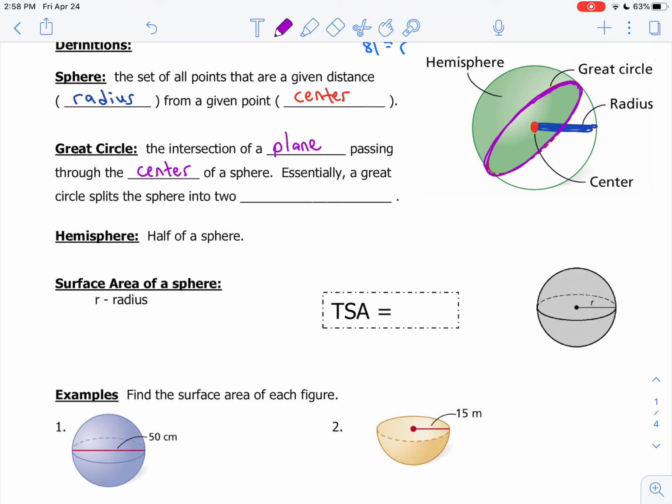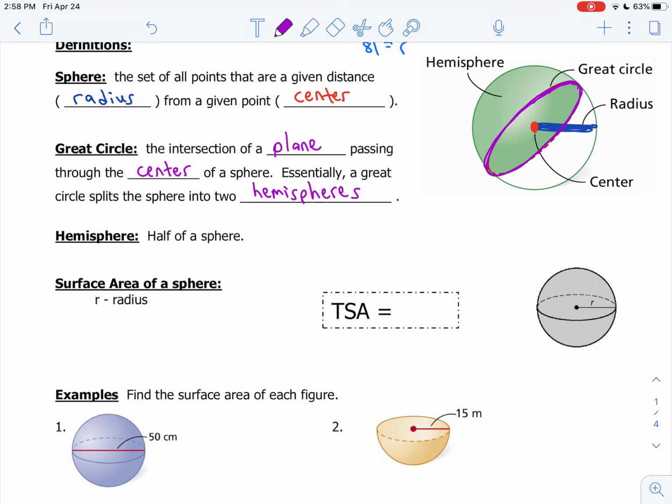And another good vocab word is if you cut a sphere in half, you get 2 hemispheres. Hemispheres. And then that we said that right here. A hemisphere is half of a sphere.